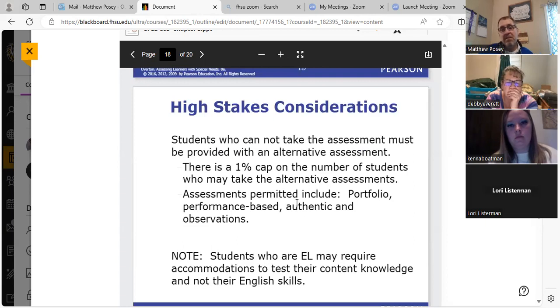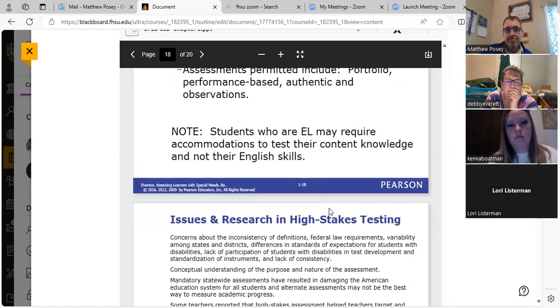Assessments that are permitted include portfolio, performance-based, authentic, and observations. Okay.